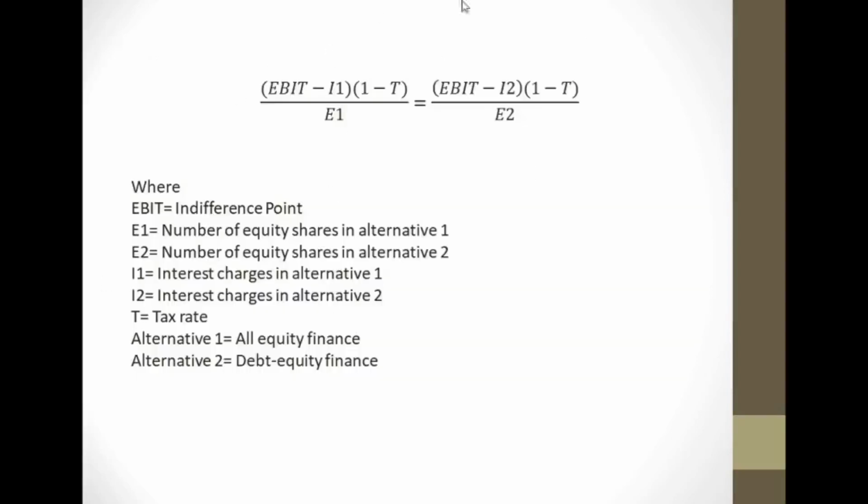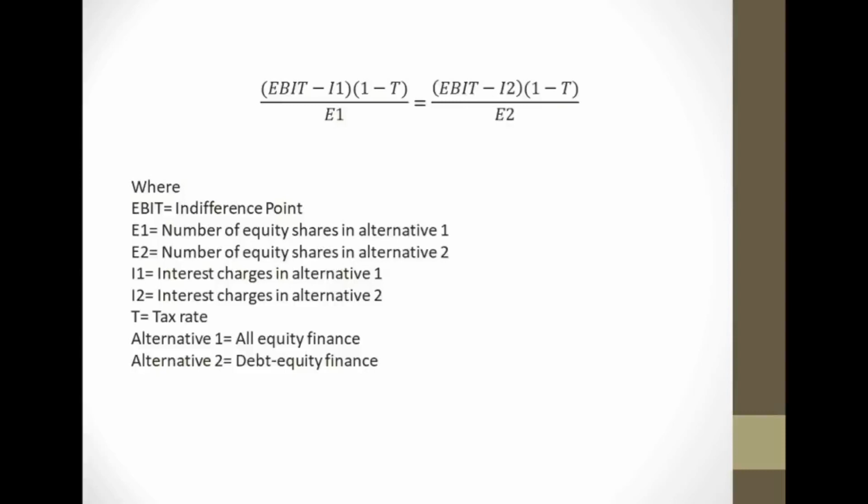Okay, and how are you going to compute it? You are going to compute it using this formula, that is (EBIT minus I1) multiplied by (1 minus tax) divided by E1, where E1 is nothing but the number of shares in alternative 1, equal to (EBIT minus I2), that is interest in case of the second scenario, multiplied by (1 minus tax) divided by E2. E2 is nothing but the number of equity shares in alternative 2. Okay, so that is the scenario in case of the indifference point.